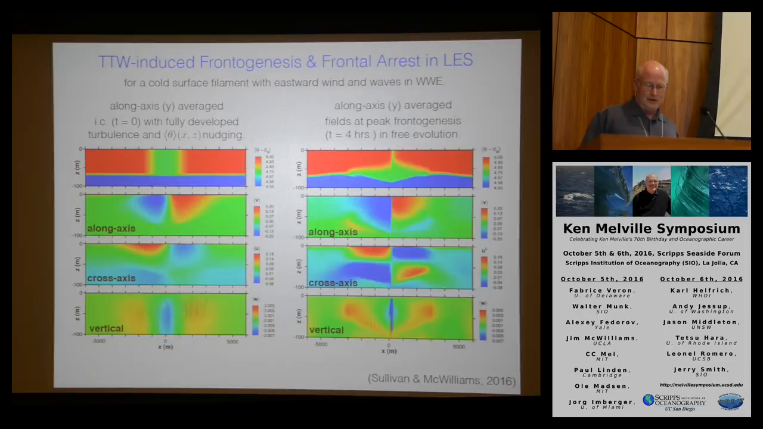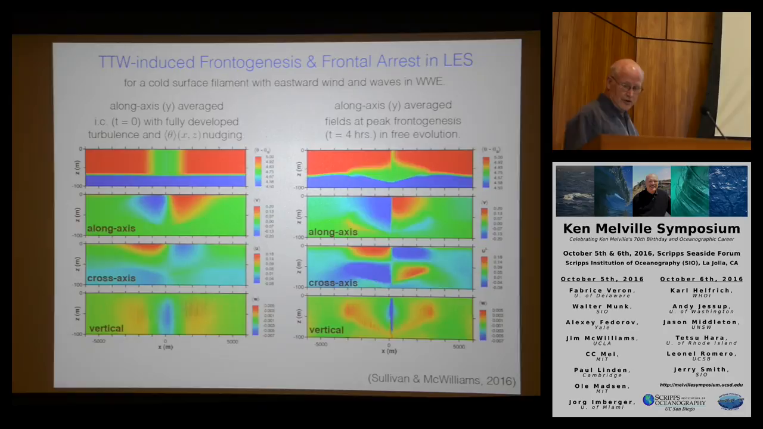The plot on the right is a plot 4 hours later of the along filament axis flow. And as you can see, the central scale has shrunk enormously. And so frontogenesis has happened. This is a time of peak frontal strength. The fact that it goes no farther means that there's frontal arrest.